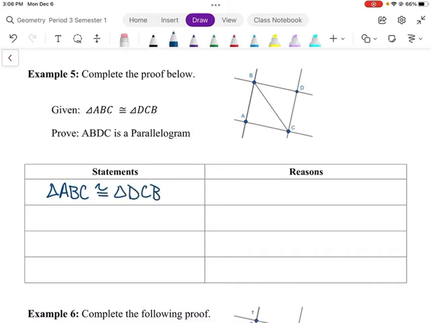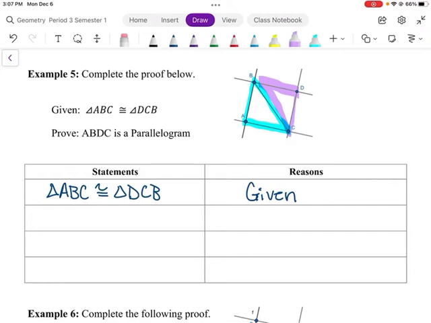So I'm just going to highlight these 2 different triangles so we know which ones we're talking about. And we need to prove that ABCD is a parallelogram. There's a few different ways we can do this. We could show that opposite angles are congruent, opposite sides are congruent, or opposite sides are parallel and congruent. But the easiest way for this one is going to be showing that the opposite sides are congruent to each other.